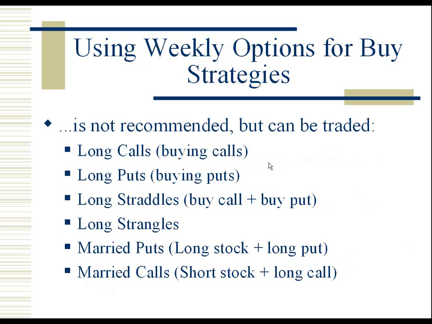So using weekly options for buy strategies, we don't really recommend or advocate that. Things like buying calls with a 7-day or 10-day expiration period, buying puts, straddles, or married puts, meaning I'm buying a stock and I'm going to buy a put option that's 7 days out in time to insure my position. It's better to use these strategies with options that expire further out in time because, again, you have more time for the stock to move in your desired direction and you're going to pay a lower annualized cost even though you're paying more upfront to begin with. Okay?